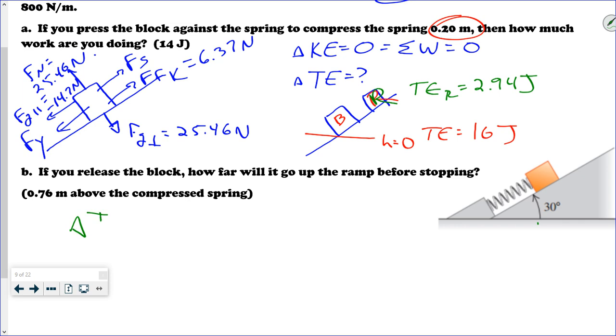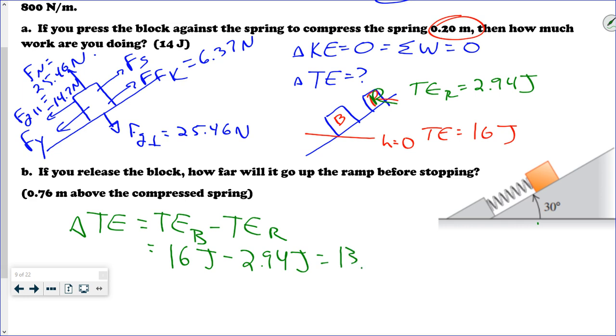So my change in total energy is the total energy final, which is at the bottom, minus the total energy that I started with, which is when it was in its relaxed state. So we ended up at 16 joules after starting with 2.94 joules. That's 13.06 joules of work done. That is equal to the work done by my non-conservative forces. My total energy changed, and that tells me how much work was done by my non-conservative forces.